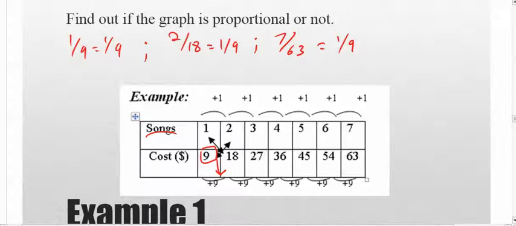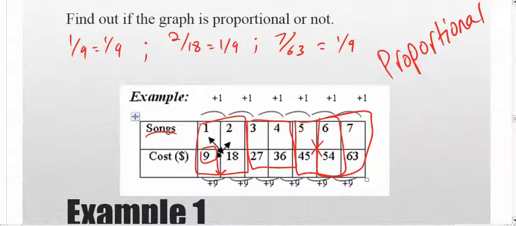So like the arrows show right here, 1 times 18 equals 18. 2 times 9 equals 18. So these two are proportional. 3 times 36 equals 108, and 4 times 27 equals 108. So that's also proportional. 5 times 54 equals 270, and 6 times 45 is 270. That's proportional. And then 6 times 63 is 378, and 7 times 54 is 378. So that just shows that this equation is proportional.